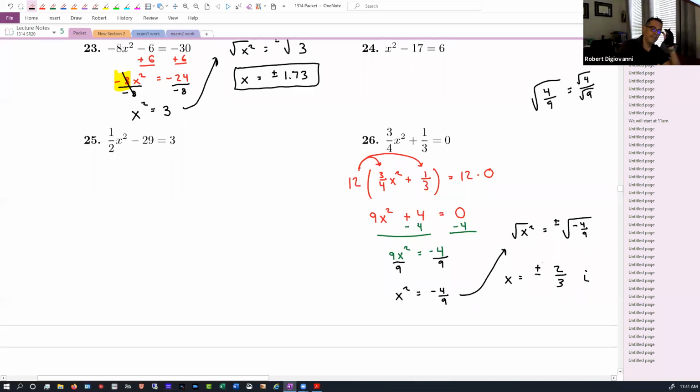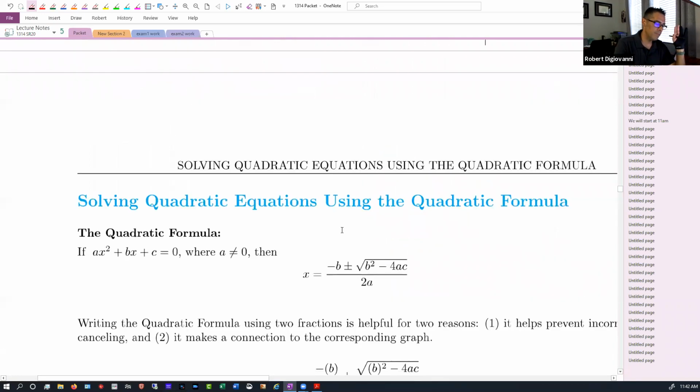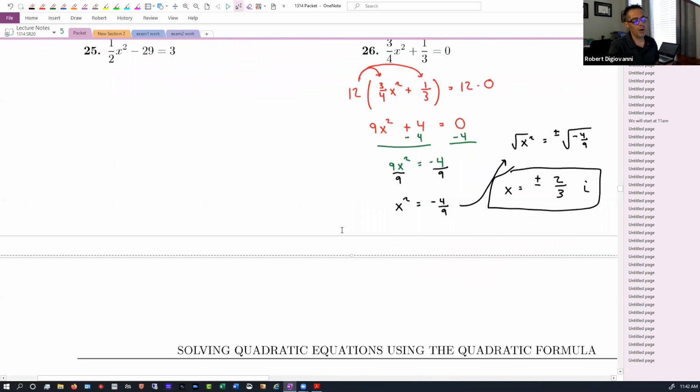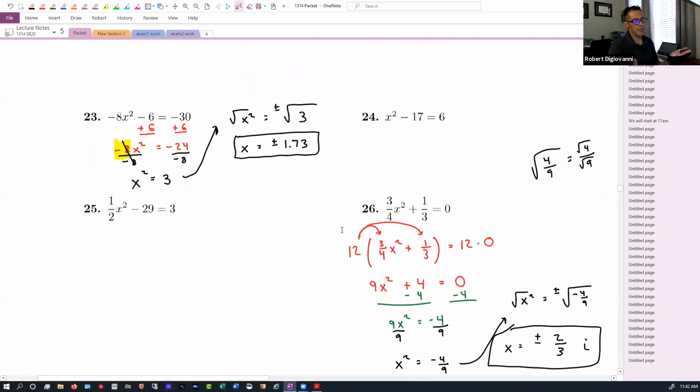Think about it. If you miss the plus or minus on, let's say, the test, you're missing half the answers, right? You've got one of the 2 answers. So you want to make sure you have that in there. All right, that's it for the square root property or square root method. Like I said, it's good, but it falls apart if you have an x term in there with the x squared term. You can't use the method.